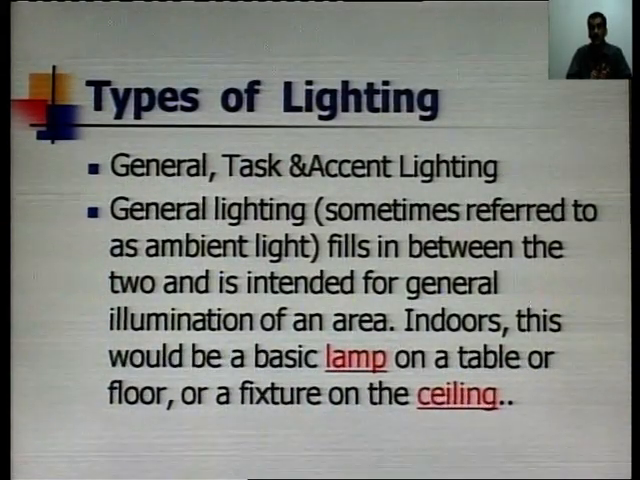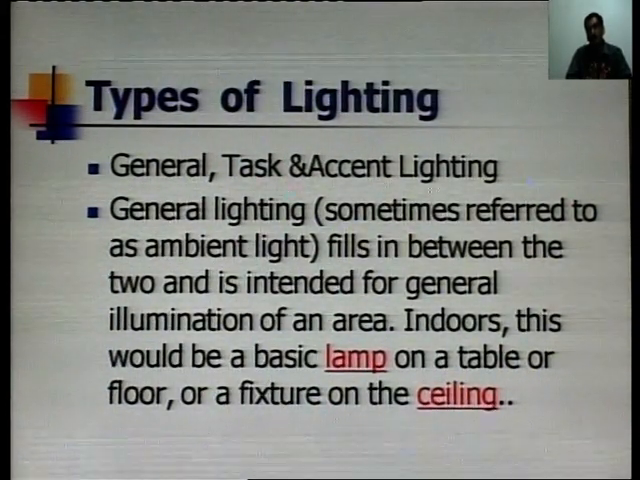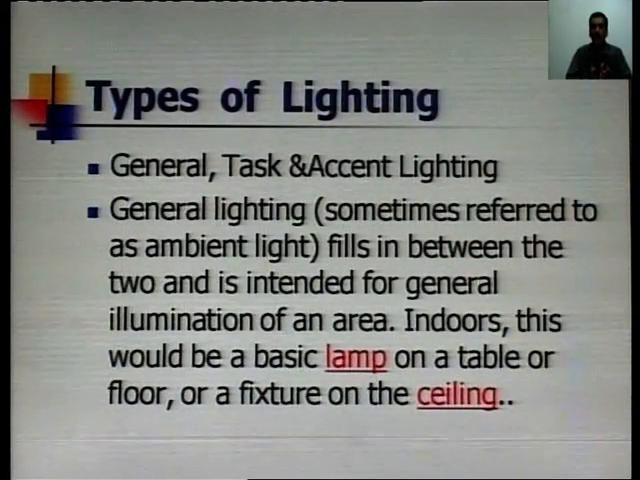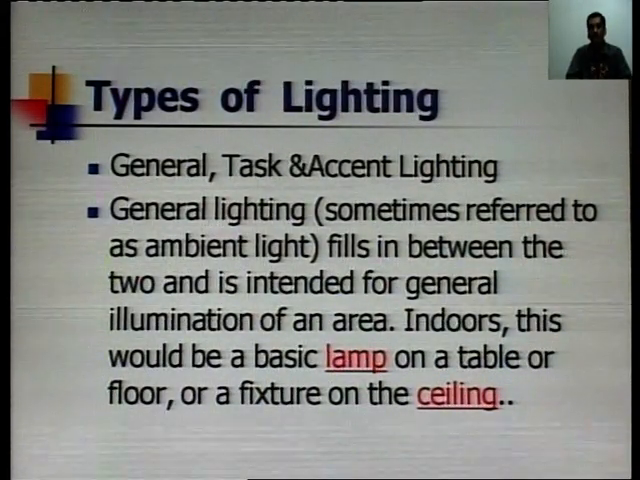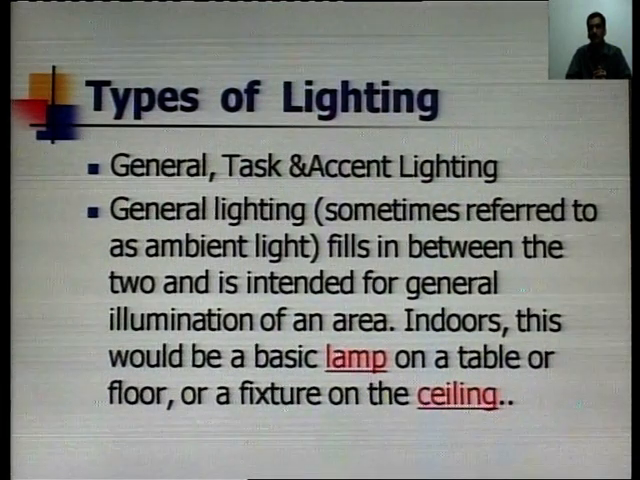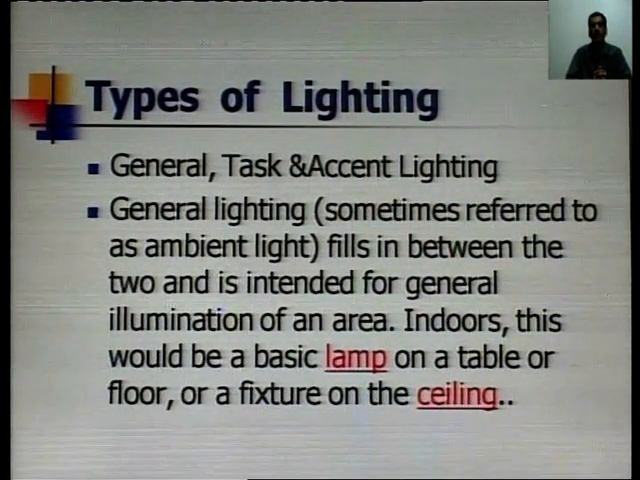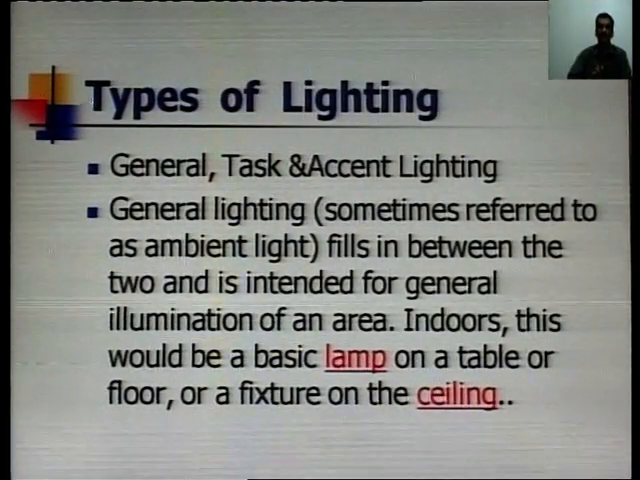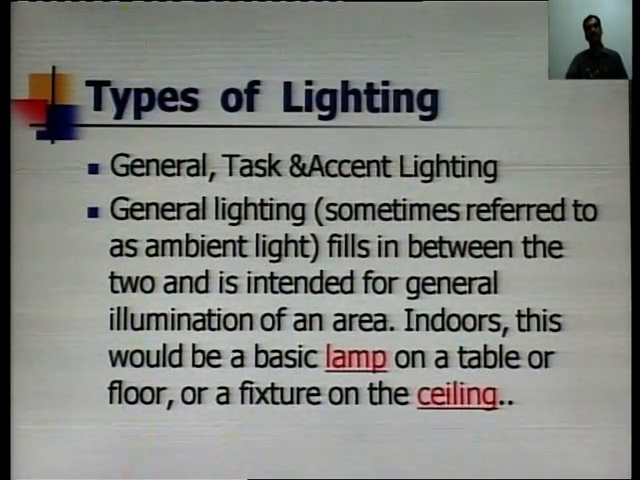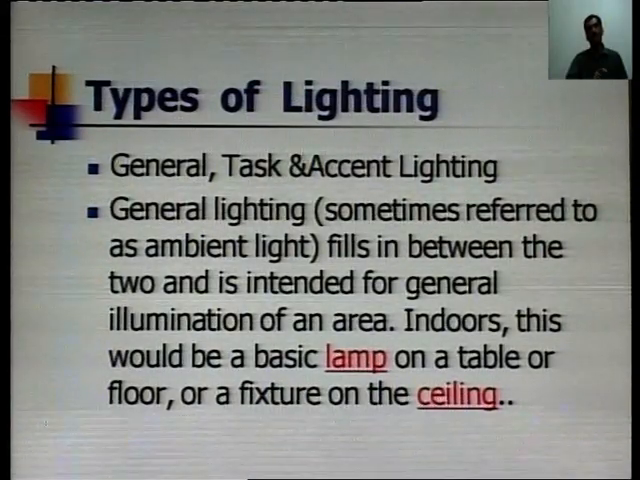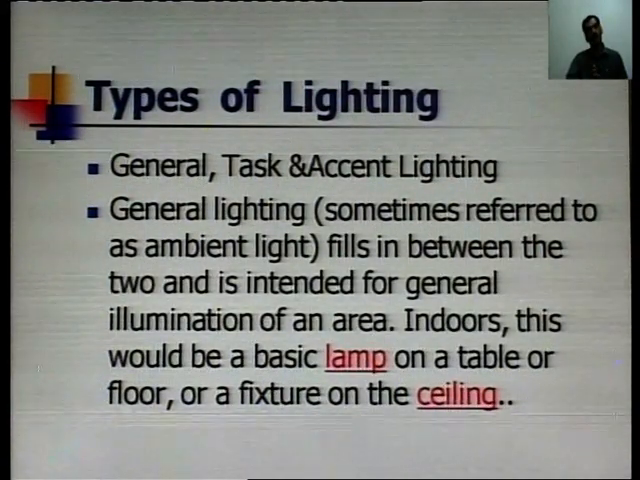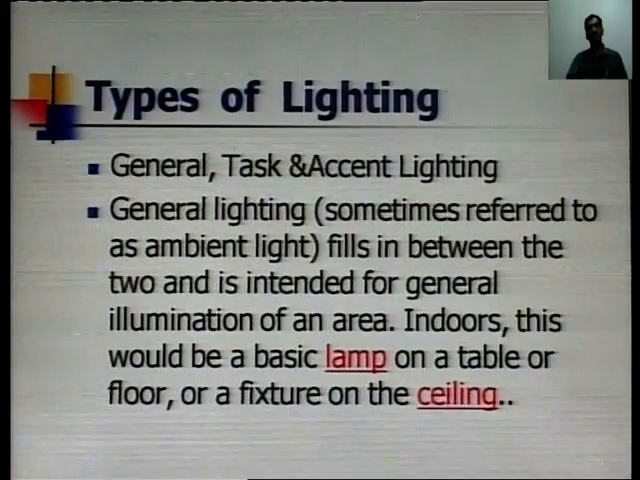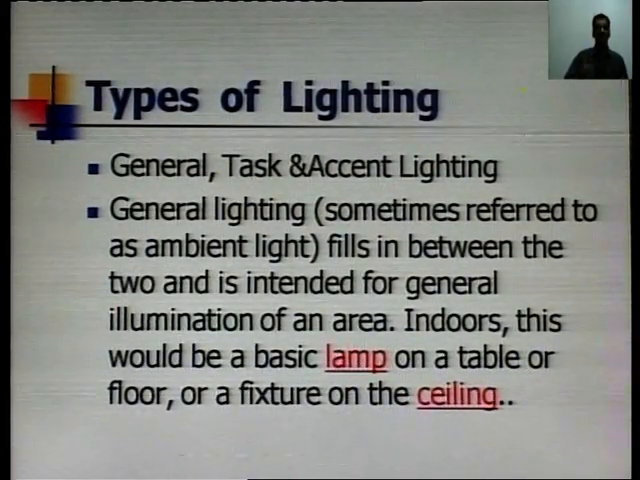Daylight illuminates the area, and during the evenings or at night time we are going to have artificial lights. Indoors it will be a basic lamp, a table lamp, a floor lamp, or a fixture in the ceiling, or cove lighting, any kind of thing. So those will be your interior lightings.